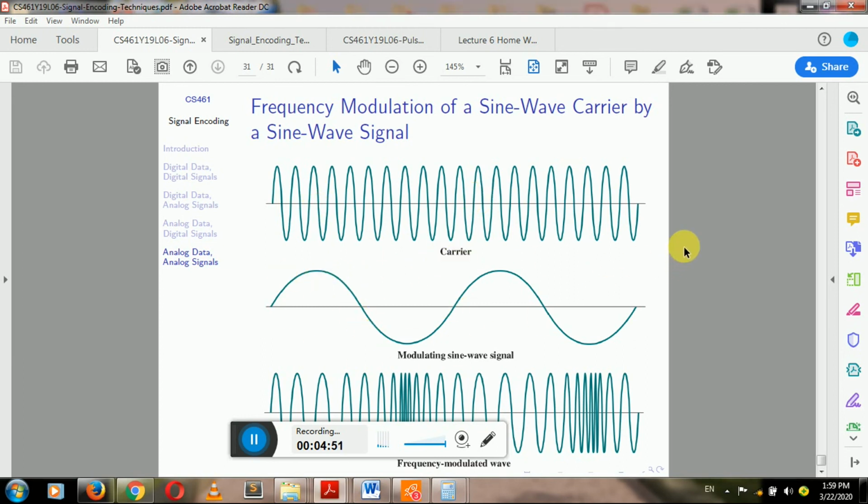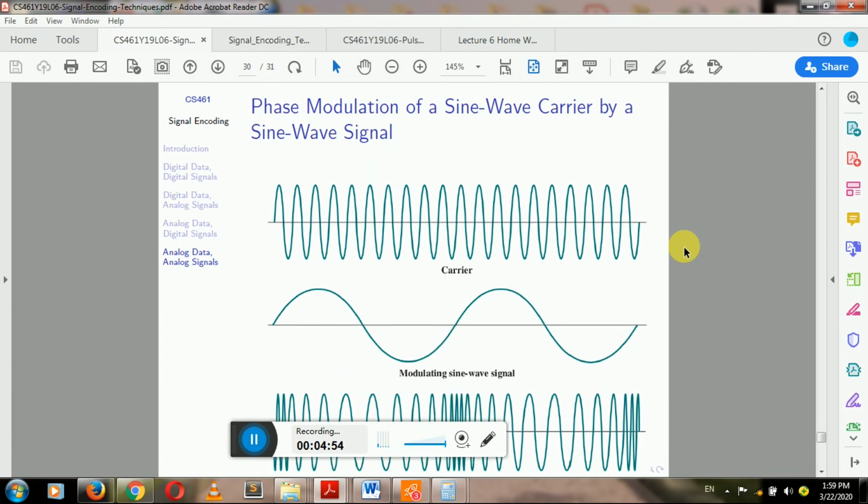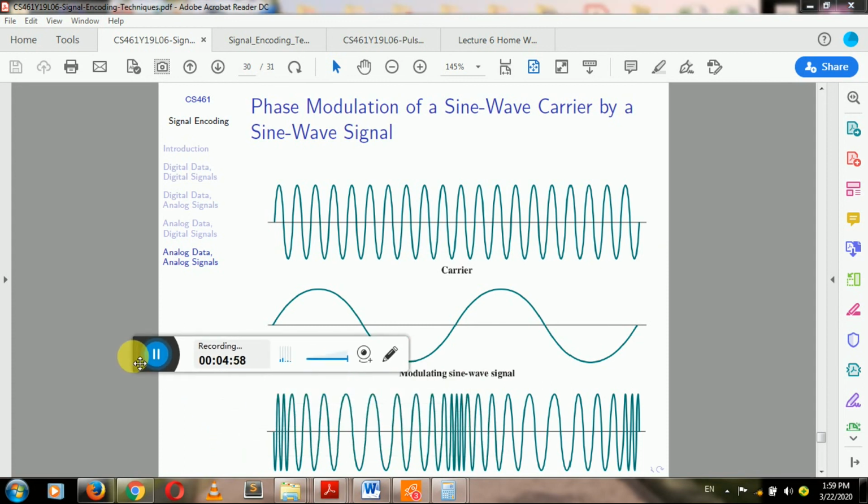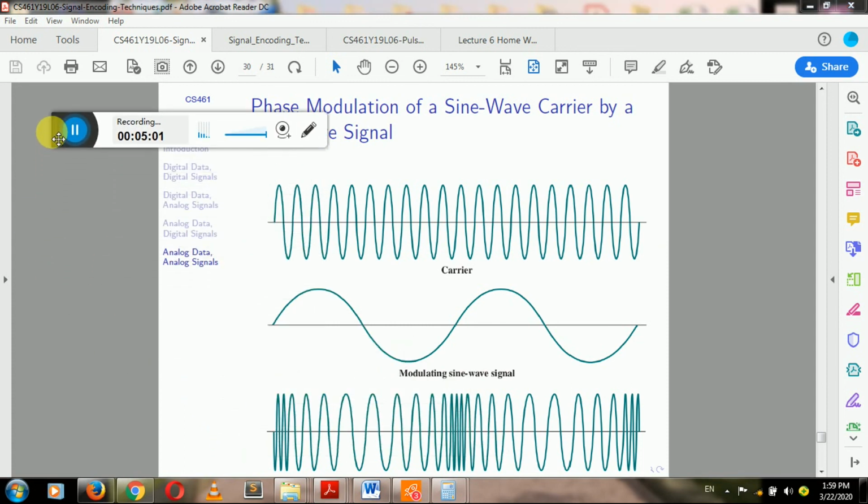So phase modulation is quite similar to frequency modulation, but here we change only the phase. So for a high amplitude voltage of our input data, we send with phase π. For the lower amplitude voltage of our input data, we send with phase 0. So by this mechanism we can send our analog data in the form of analog signals.